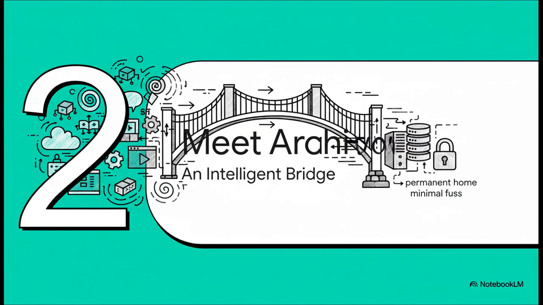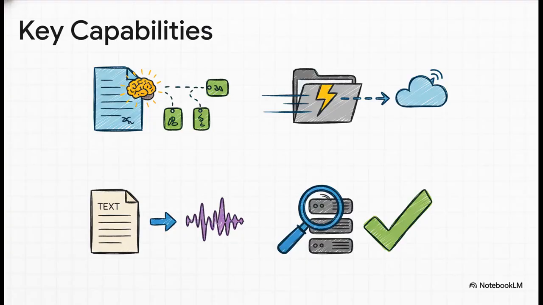So let's properly meet ArchiveFlow. At its heart, you can think of it as this intelligent bridge designed specifically to give your content a permanent home online with the least amount of fuss possible. And it does this with some seriously amazing capabilities. It has an AI engine that literally writes all your metadata for you. There's an express mode for a true one-click experience. It can even generate brand new original audio content using Google's Gemini. And crucially, it verifies that your file is actually live before it ever gives you the final link.